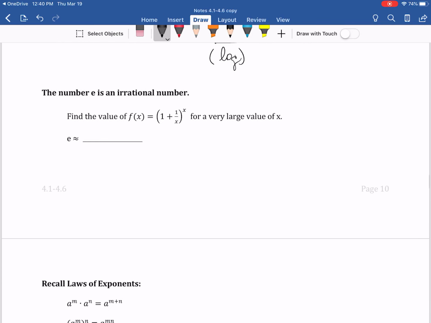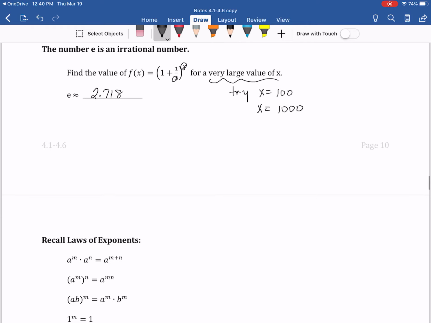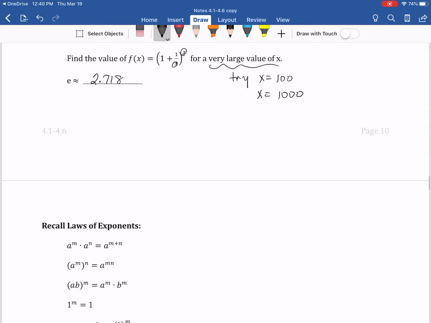The number e, as I discussed, is an irrational number. Technically, it's the output. If you plug in a very large number for x, you'll see that your output values approach this 2.71828 value. I would try using x equals 100. Try using x equals 1,000. And if your calculator allows it, you can get even bigger than that. But those are the output values you will see e approaching.